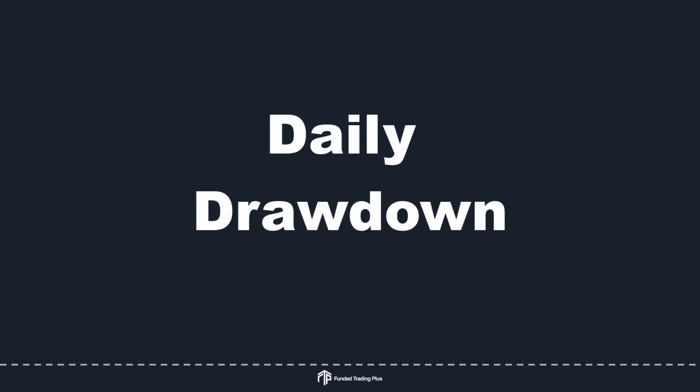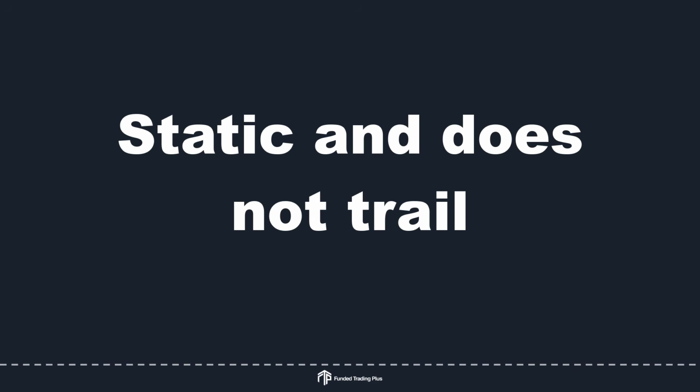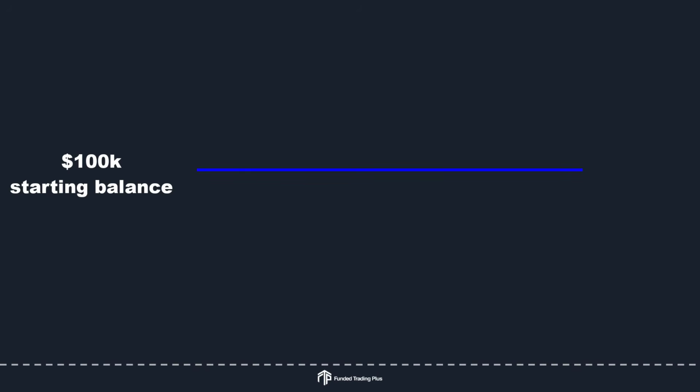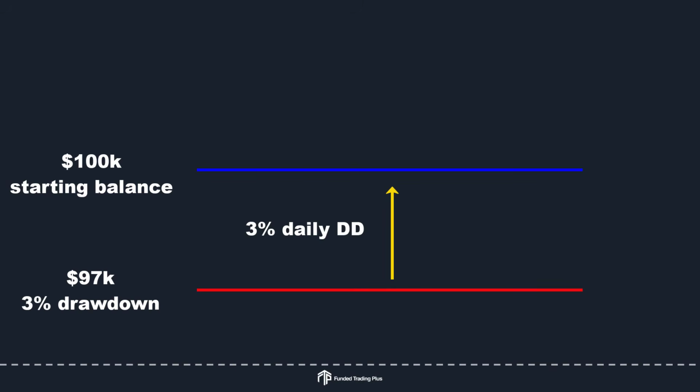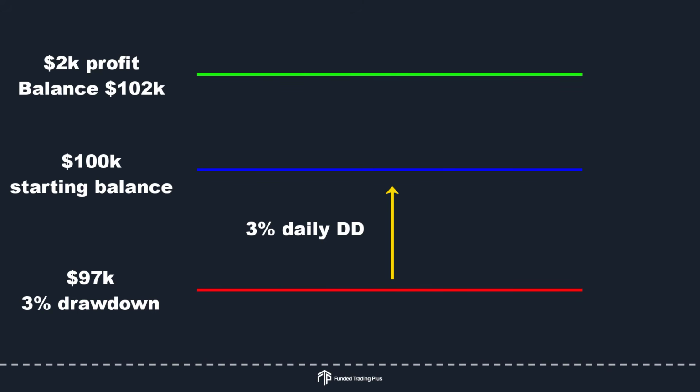Our second drawdown is our daily drawdown. Our master account does not have a daily drawdown. Our daily drawdown is static, meaning it does not trail. Let's stick with the same $100,000 experience program example. You start with $100,000 balance. You have a 3% daily drawdown, meaning your daily drawdown is at $97,000. Let's say you make $2,000. Your account balance is at $102,000. Your daily drawdown is still at $97,000. It does not move during that 24-hour period.